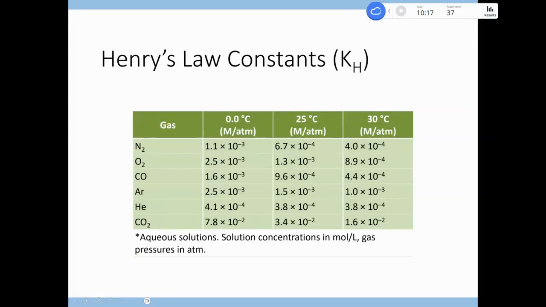But here's an example. If we look at oxygen, we're going to use this on the next slide. The constant for oxygen at 0 degrees Celsius is 2.5 times 10 to the negative 3. With an increase of temperature, 1.3 times 10 to the negative 3. So the constant has decreased with an increase in temperature. Less gas will dissolve at a higher temperature. And then even less, so now we're at 10 to the negative 4 at a higher temperature. These are all in aqueous solutions, concentrations in moles per liter, and gas pressure in atmospheres.